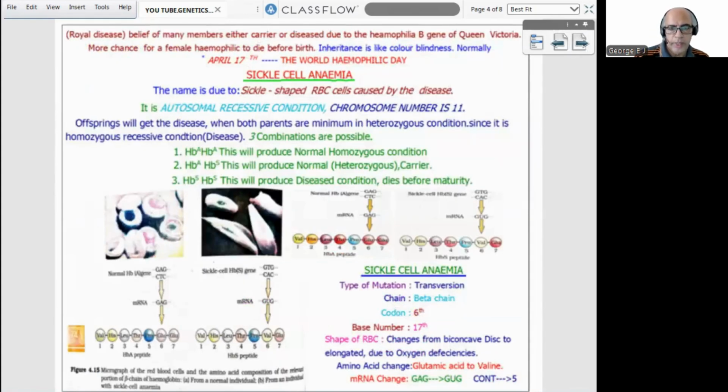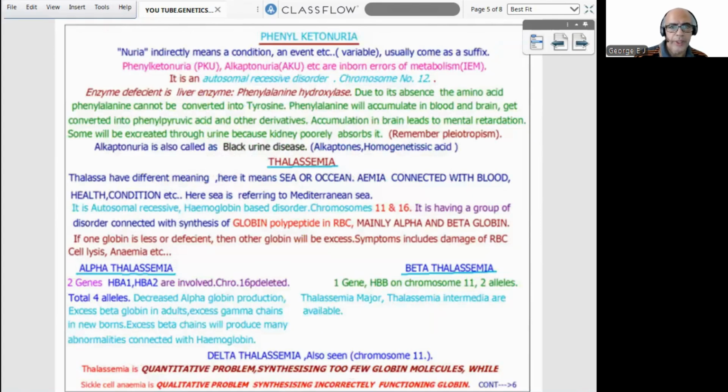Autosomal. Then what are the conditions? What type of mutation? Which chain, which codon, which base, which amino acid, etc. Then phenylketonuria is the next one. PKU, autosomal recessive, chromosome number 12. Now, enzyme, amino acid conversion, then accumulation, pleiotropism, alkaptonuria, AKU, black urine disease, then homogentisic acid. Then comes thalassemia, alpha thalassemia, beta thalassemia. Then globin production, where one is deficient, the other will be in excess. Then alpha thalassemia, beta thalassemia, genes, alleles, chromosome. Then delta thalassemia is also available.